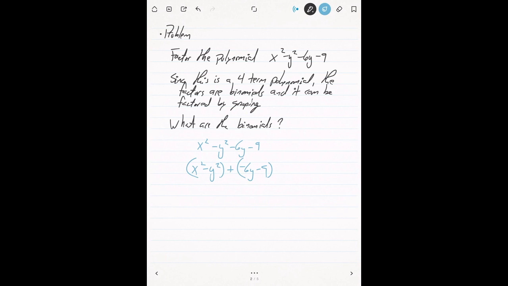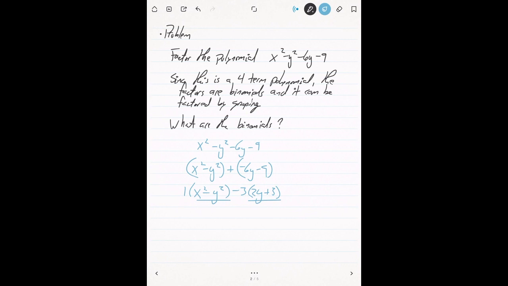And we can start trying to find what the common factors are. Well, there really isn't a GCF in this problem, is there? It's just a 1 with an x squared minus y squared. And then here I could factor out a negative 3, so I'm left with 2y plus 3. But this doesn't actually help us. Look, we have different binomials. So this is one of those problems where the grouping method doesn't seem to really work.